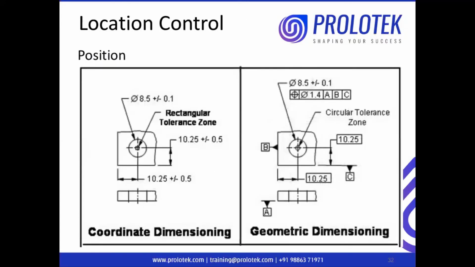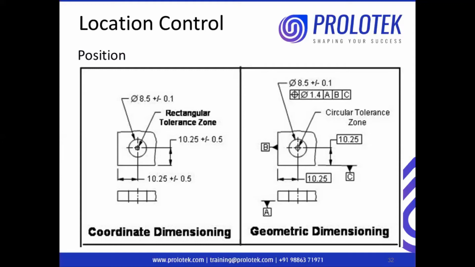The second subcategory of related features is called location controls. As the name specifies, whenever you want to locate a surface with reference to some other surface, then we call it location controls. Under location controls, we have three types. The first type is called position. Out of these 14 symbols, positional tolerance is one of the most important geometrical characteristic symbols, and this is very important from an interview point of view and application point of view also.